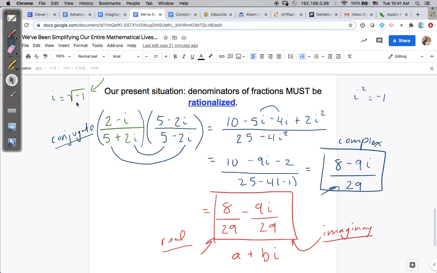Lot to follow, lot to digest, but it all boils down to this idea that answers must be fully simplified and that we have these conventions or agreements on what it means to be simplified.